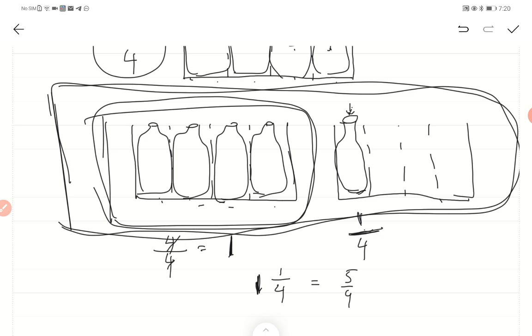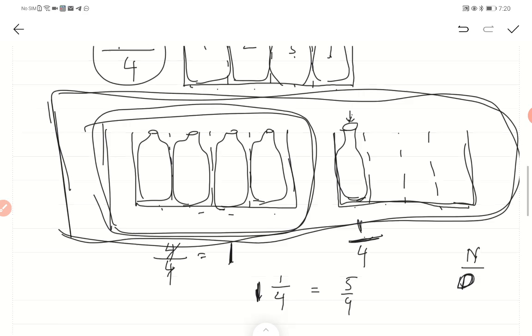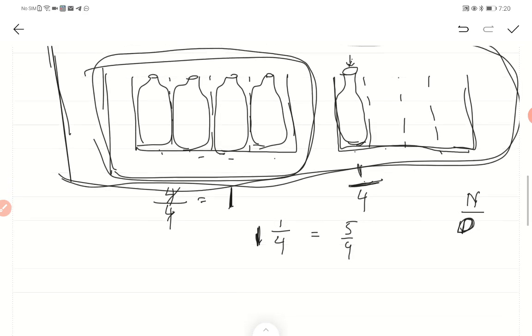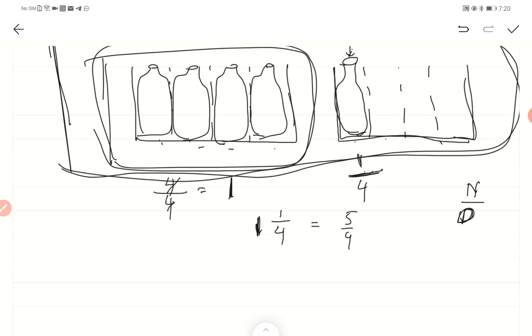Okay, so the region used will be in the numerator, and the denominator will represent the total number of parts the shape is divided into, here 4. So the number of divisions shown will be represented in the denominator. Okay, I hope this is clear for you all. We can practice more about this pictorial representation in our class.